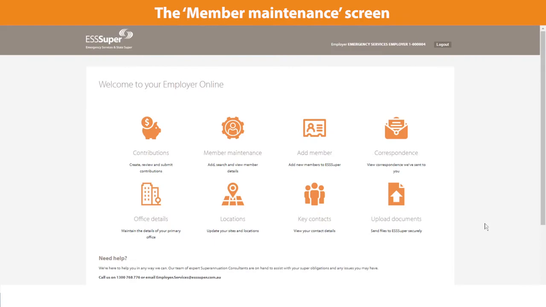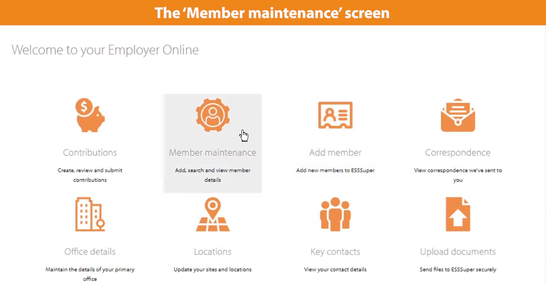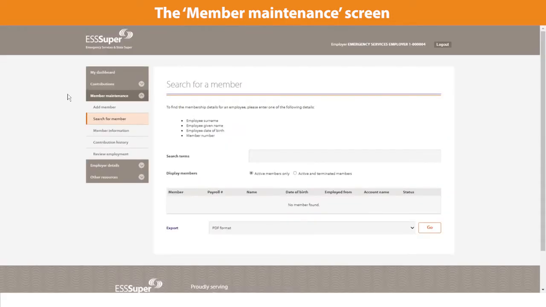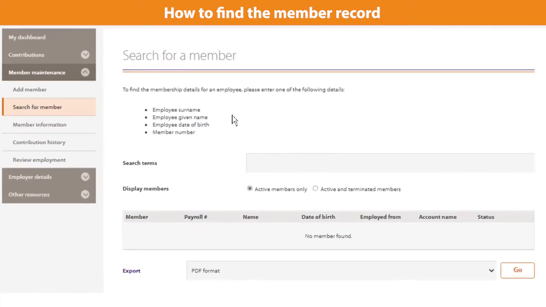To record a cessation in EOL, you need to go into the Member Maintenance screen. From the Employer dashboard, you can click on the Member Maintenance icon, or if you're already working in EOL, go to the left-hand menu and click on Member Maintenance. The first thing you need to do is find the record for the employee who has left your organisation. So from the menu here, select Search for a Member.